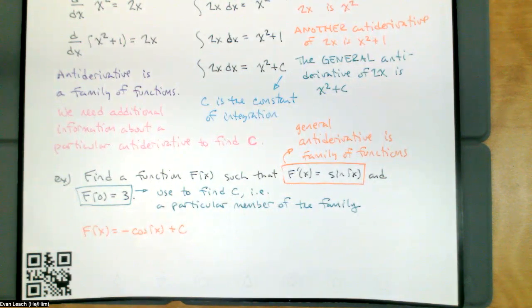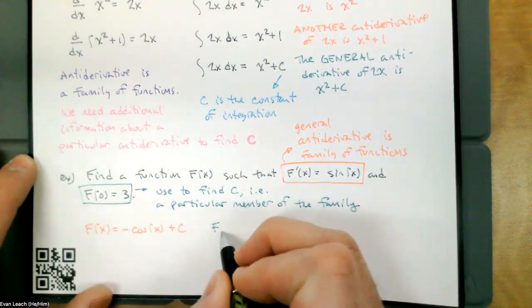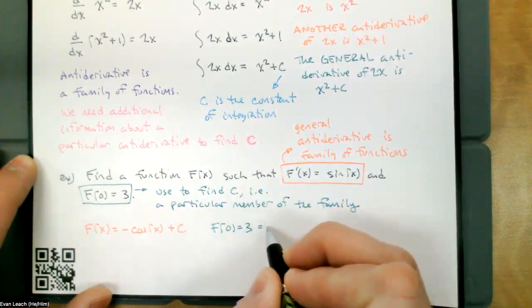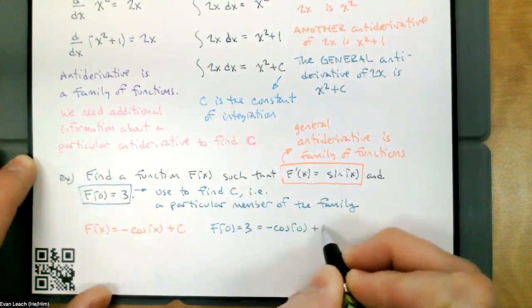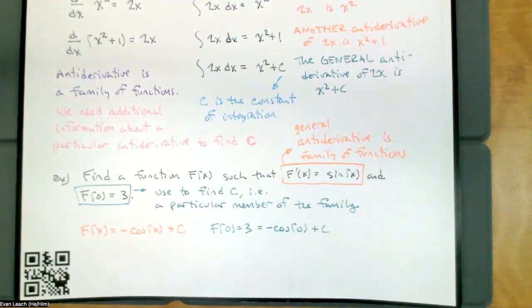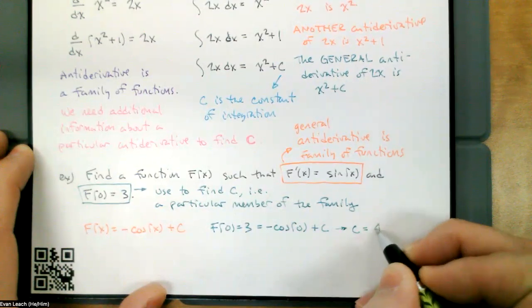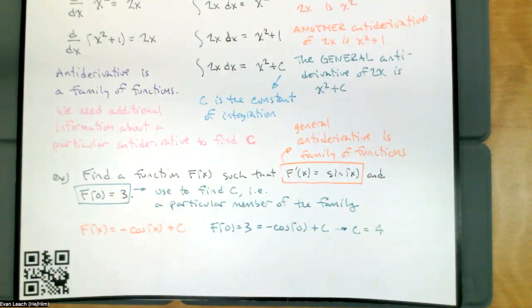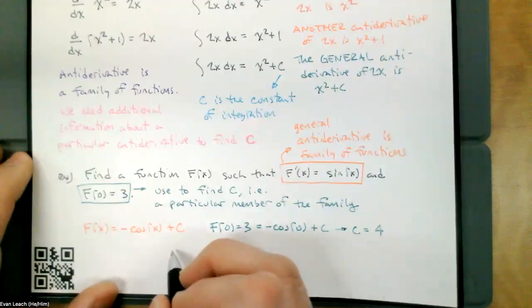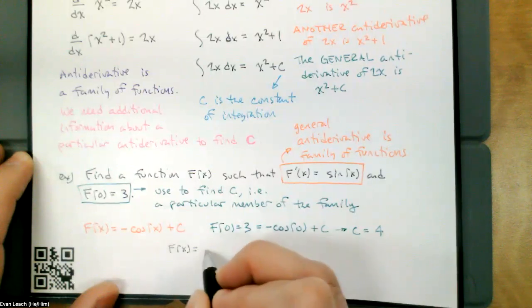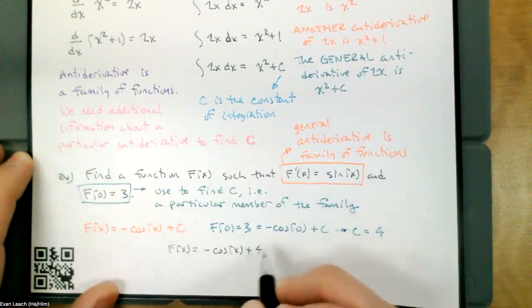Now I'm going to use that F of 0 is equal to 3 to figure out what the plus C is equal to. So I'll just plug 0 into my general antiderivative. That'll give me an equation that I can solve for C. Cosine of 0 is 1. So 3 is negative 1 plus C. So C must be equal to 4. Now I just put these together, and the function that we were looking for is negative cosine x plus 4.